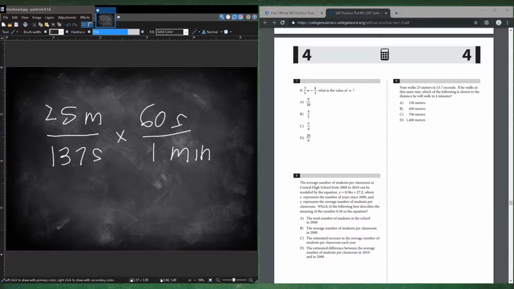Write out minute so you don't confuse the m's. He walks for 4 minutes. So now we have 4 minutes because that's how long he's walking. So using your calculator, 25 divided by 13.7 times 60 times 4 is 438. So the closest number is B. So the answer is B.